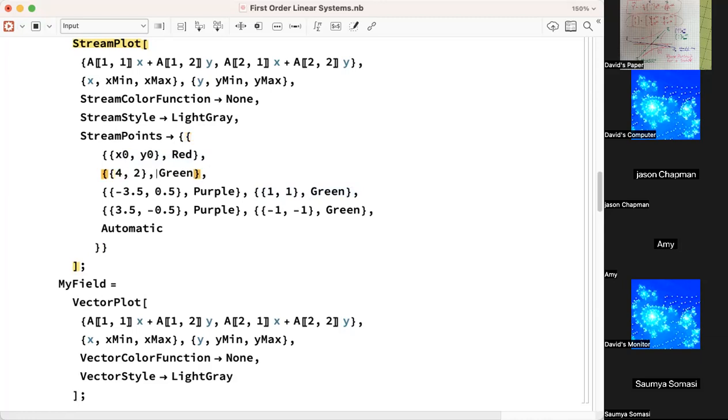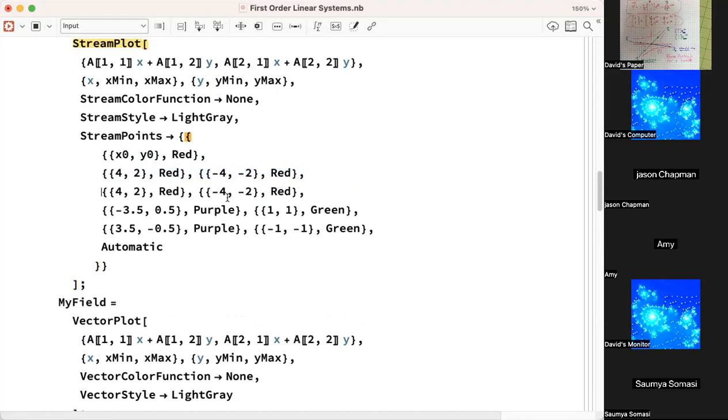4 and 2, red, and then I'll copy and paste that. Say -4, -2. And then what did I say besides the one? I had said 3 and minus 2. Well, what happens if I reverse 3 and minus 2 to make it minus 3 and 2? I'm reversing my initial value. I just want to see what happens.